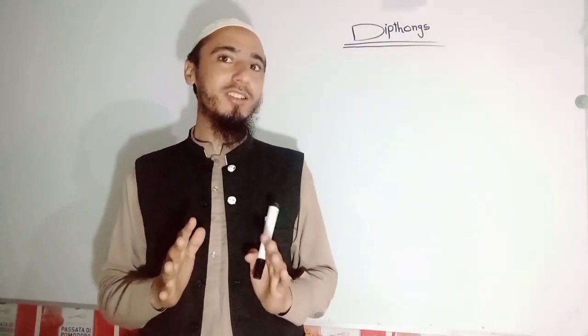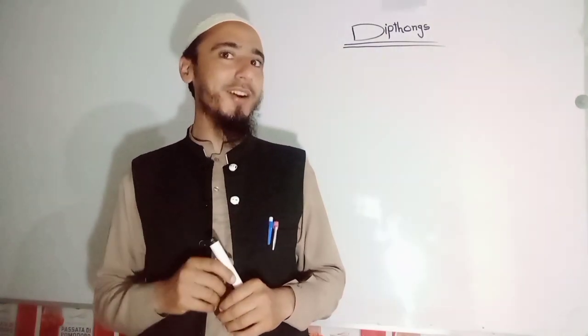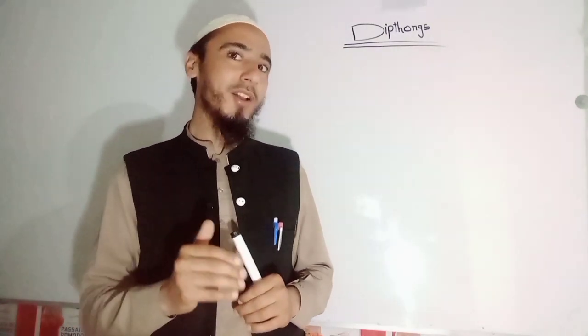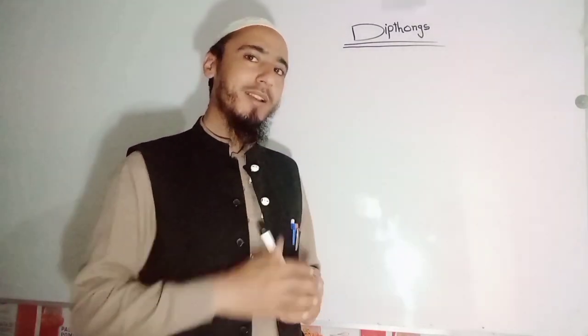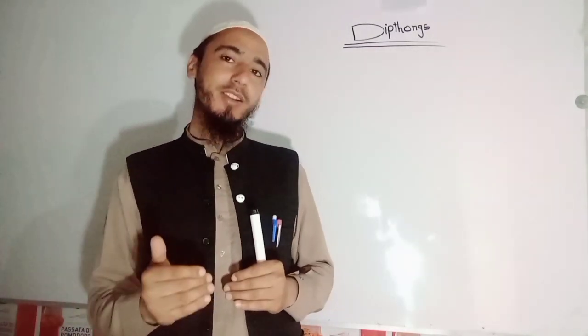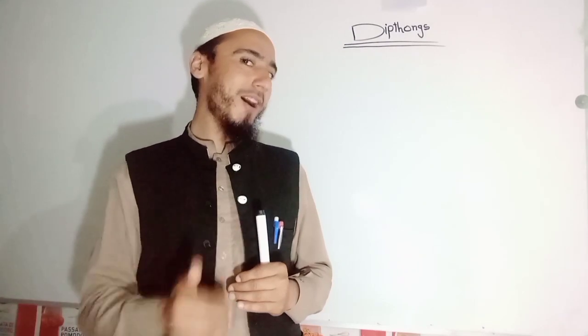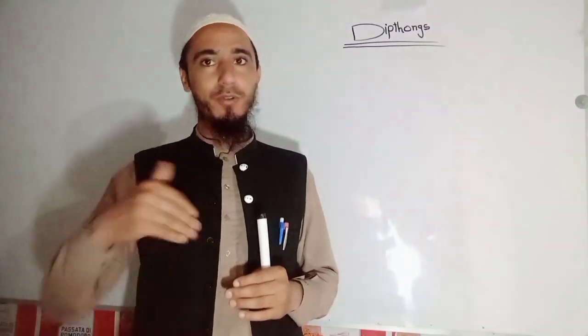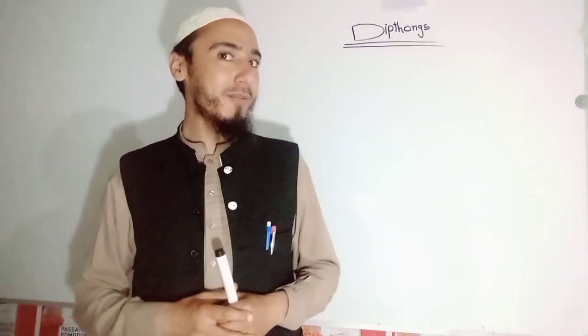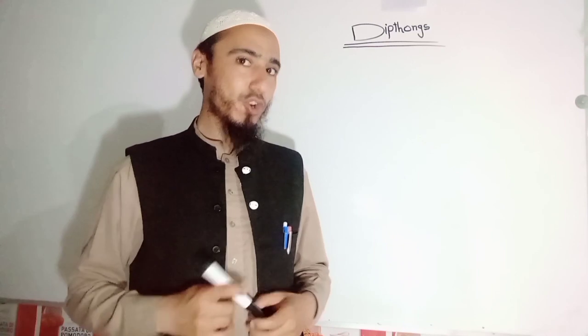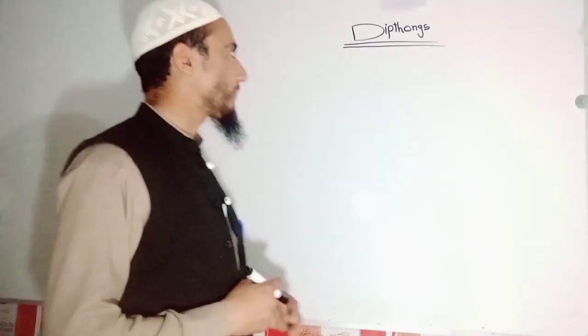And then I divided vowel sounds into two portions. In vowel sounds we have diphthongs, which are 8 in number, and we also have pure vowels, which are 12 in number. And then we divided pure vowels into two categories. I told you that we have 5 long vowel sounds and 7 short vowel sounds. So let's listen to the items today.